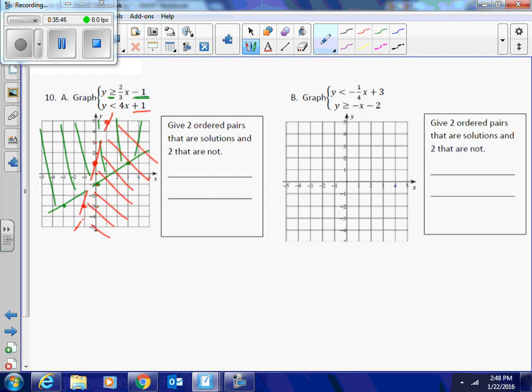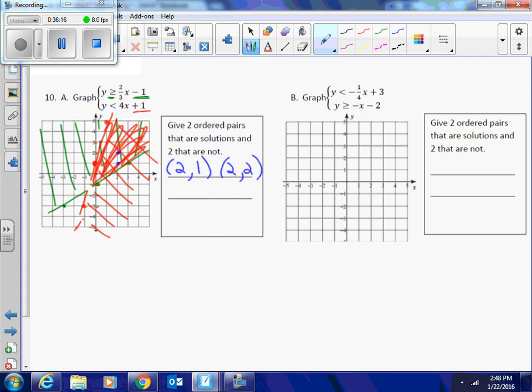Well, the area of overlap is this region right here. And every point within that region is a solution to the system. So we are told to give 2 ordered pairs that are solutions and 2 that are not. Well, you can make that easy on yourself. Here's a solution here, and that would be the ordered pair (2, 1). Another solution could be (2, 2).